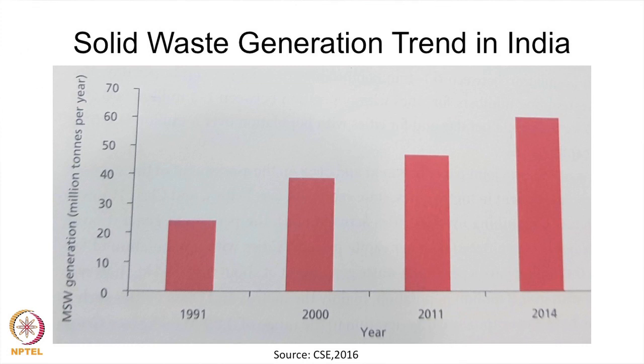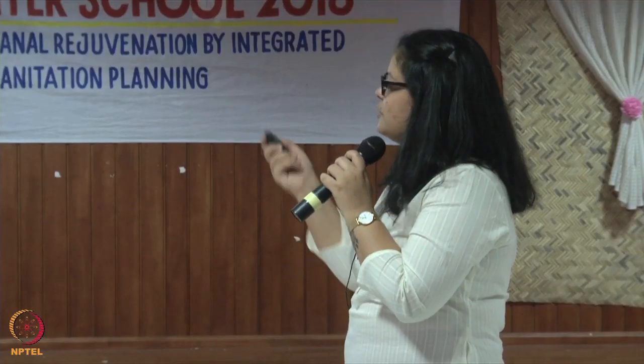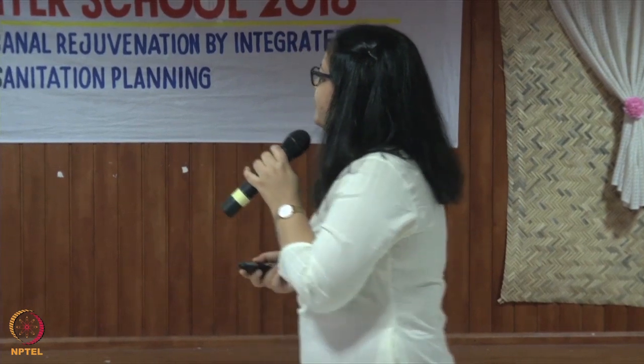These are the trends in solid waste generation in India. You can see that these are increasing. This is state-wise solid waste generation, collection and treatment in different states in India. As you can see, UP, being one of the biggest states, has no capacity for collection and the quantity being treated, while the smaller states are still doing well when it comes to collection and treatment.